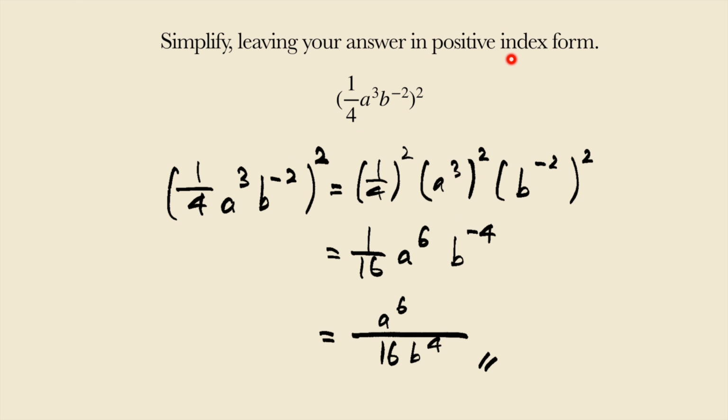And in positive index, this is a problem, isn't it? Notice the denominator is 16. The numerator is a power 6. Well, the 16 is down there, so that's the denominator, right? So b power negative 4 will join 16 down there. And now, because we have written it as the denominator, the power 4 becomes a positive 4.